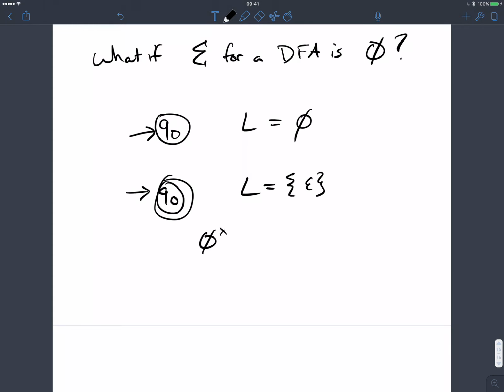What is empty set star? Well, by definition of star, the empty string is always in there, union the empty set, union the empty set, union, etc. That's the definition of star. What is the empty set union anything? The anything. So all of that is the empty string.